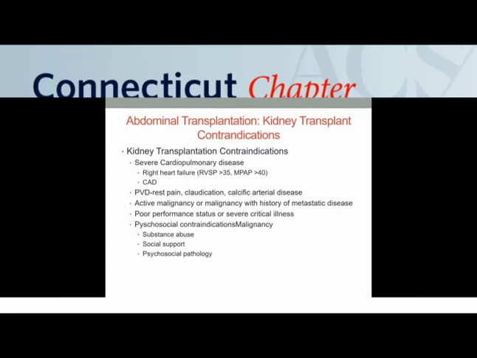Peripheral vascular disease is an important consideration in this population. Whether they have rest pain or claudication, it may indicate that they have calcific arterial disease, which may make it a technical contraindication to transplantation, and/or their mortality is already very high just by having peripheral vascular disease. Again, active malignancy or malignancy with a history of metastatic disease is a contraindication. Again, poor performance status or severe critical illness, and then psychosocial contraindications. So same things: substance abuse, lack of social support, or psychosocial pathology.